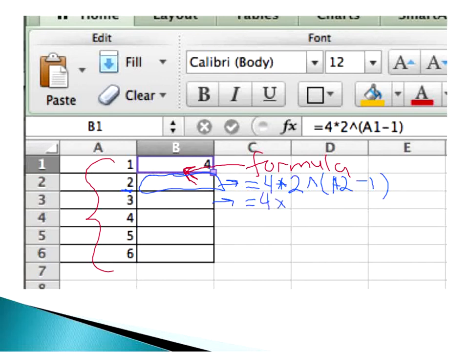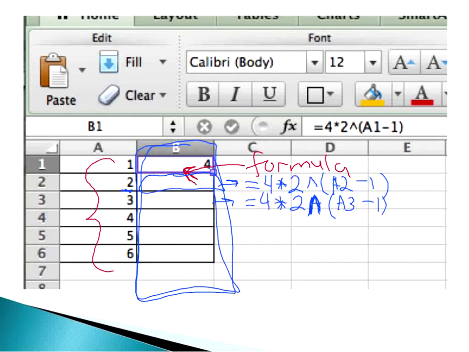So it's not so scary. Looks scary, but it's really not that bad. So we're going to have 4 times 2 caret, oops, not an A, missed a 3, caret. What goes next? A3 minus 1. So we're going to hop on the computers really fast, try out this formula. I want to see what numbers you are going to get to complete box B.